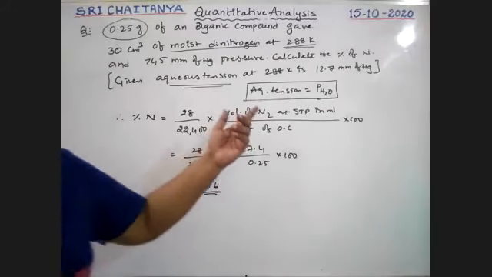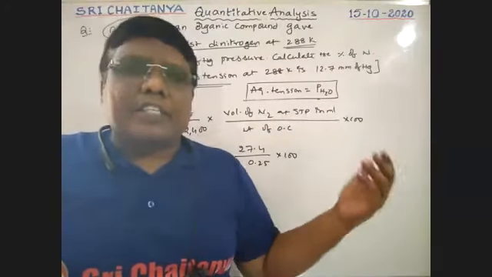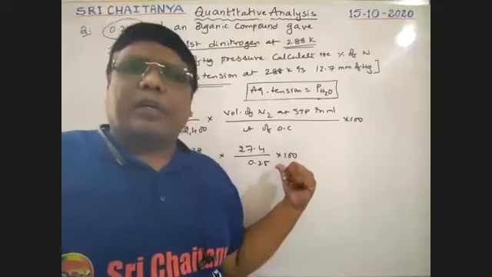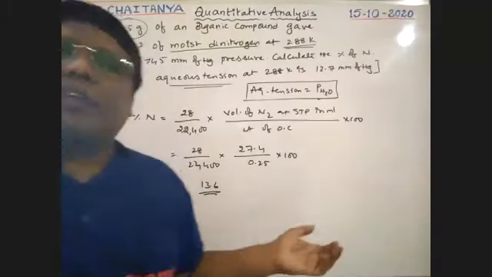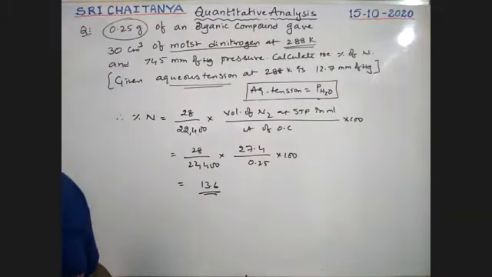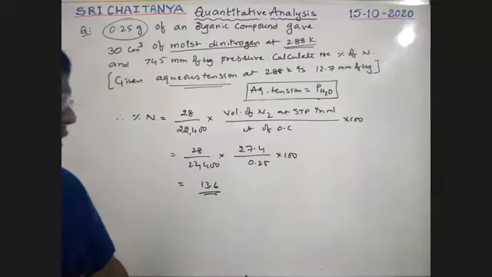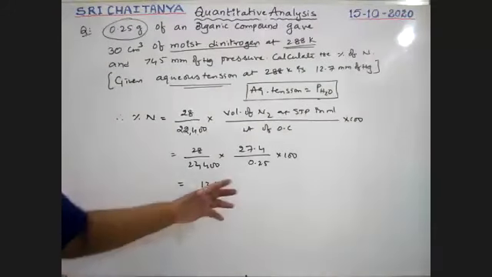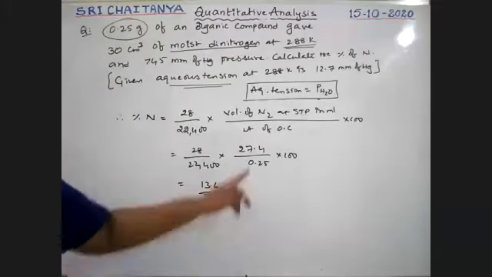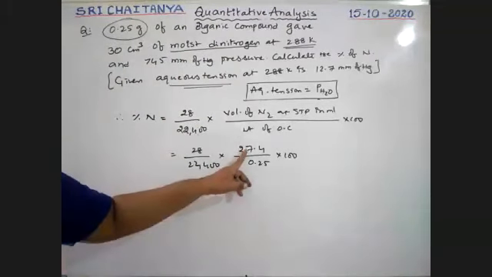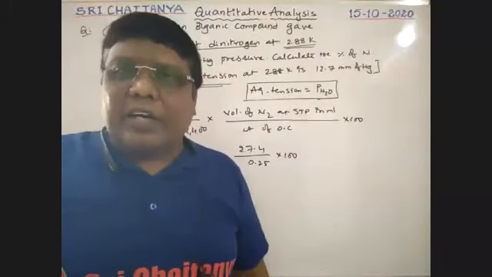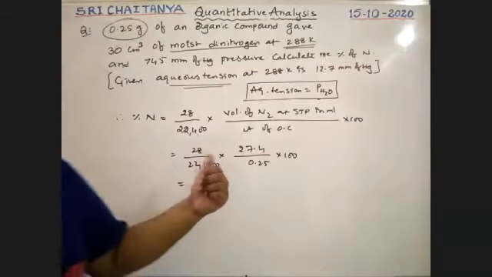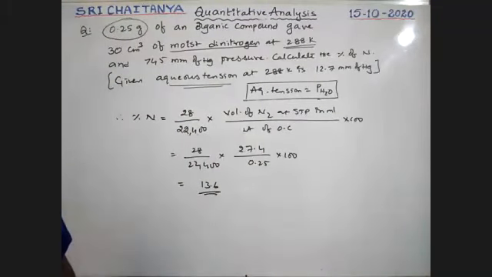If the volume of nitrogen liberated at STP is directly given to you, use the direct formula. If not directly given, you should calculate it, just like in the previous cases. So 13.6 is the percentage of nitrogen in your given organic compound. This value was not directly given to you, so it was converted in terms of the given conditions. So this is about percentage of nitrogen by the Dumas method.